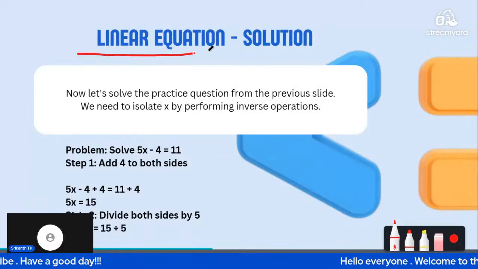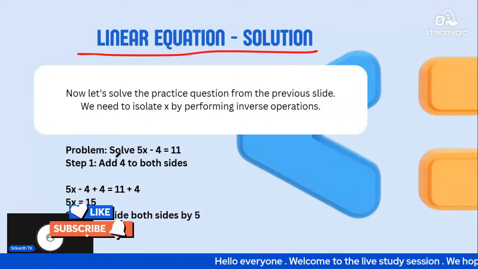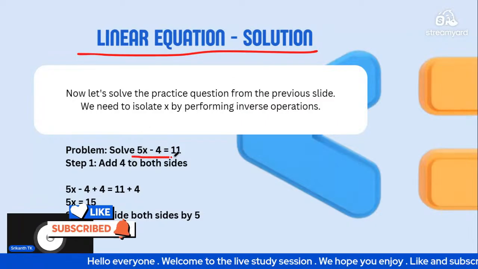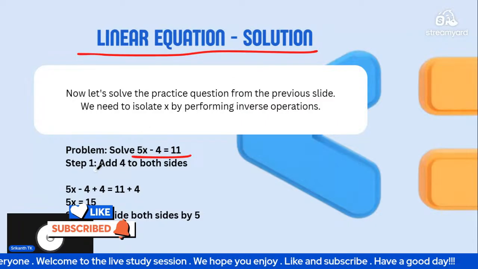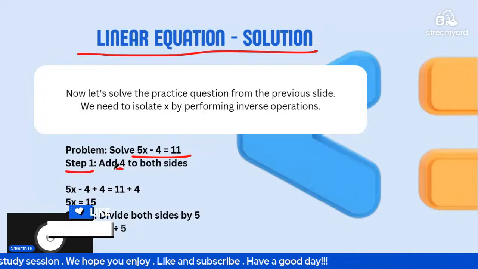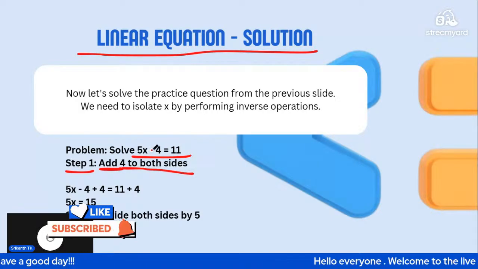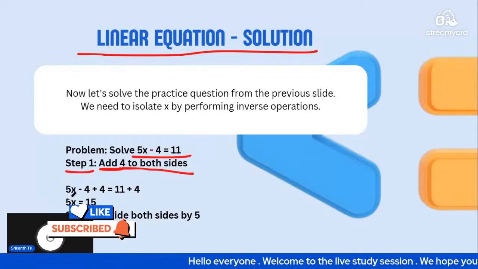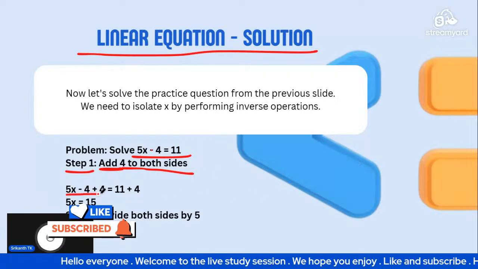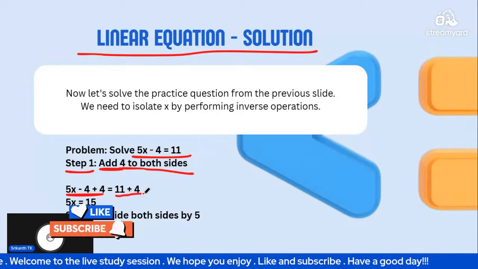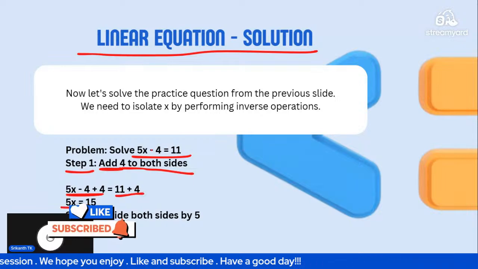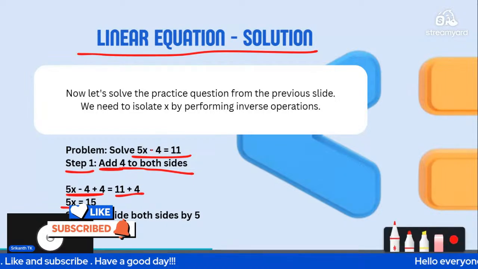Moving on, linear equation solution. So the problem was 5x minus 4 equals 11. So what do we need to do for step 1? We need to add 4 to both sides. This will neutralize the minus here. So this will become 5x minus 4 plus 4 equals 11 plus 4. Makes it 5x equals 15.